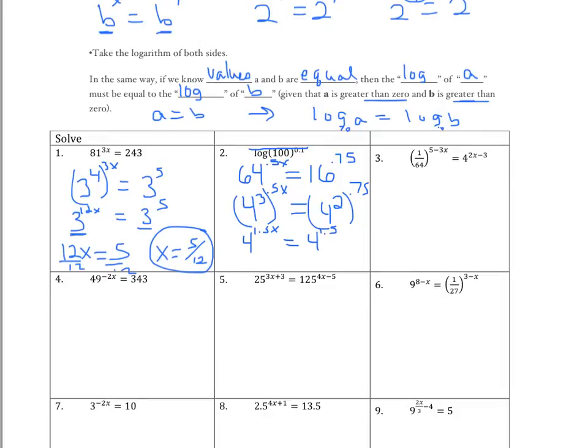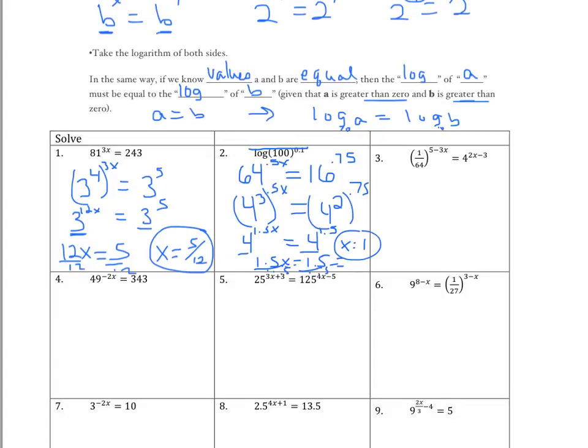1.5. And then we know the bases are equal, so let's put the exponents equal to each other. And if I have 1.5x equals 1.5, I divide by 1.5, and x equals 1. Go ahead and try number 3 at home for homework.